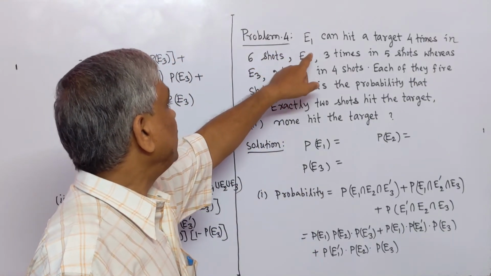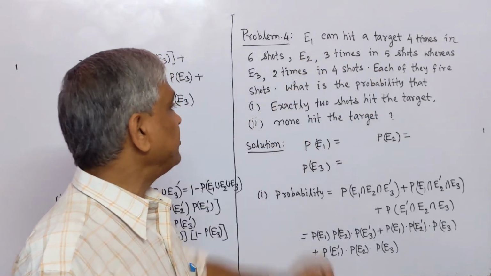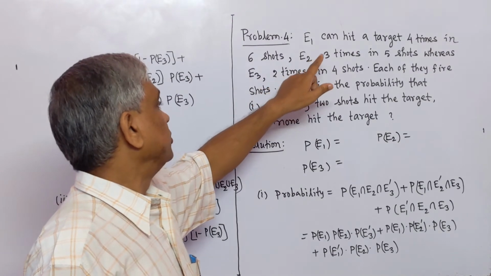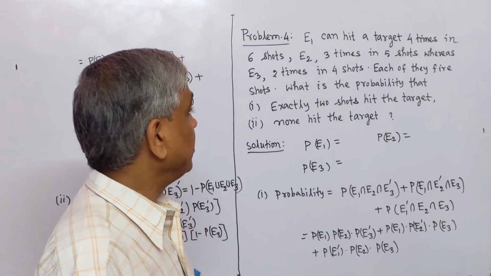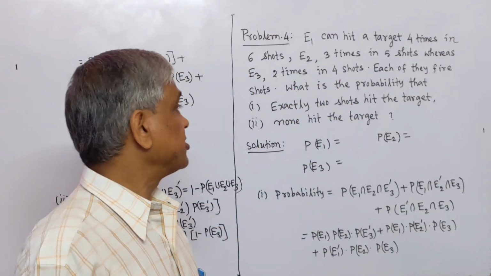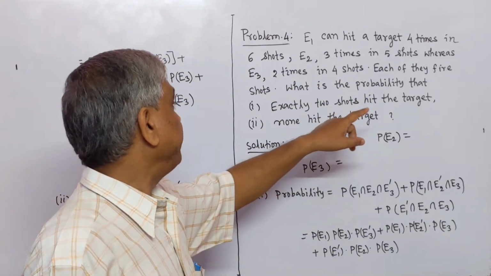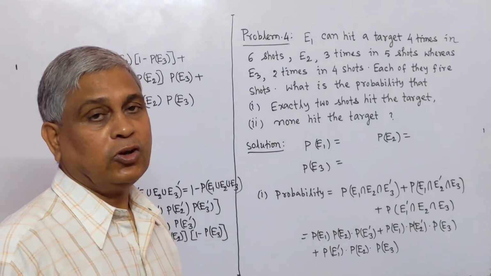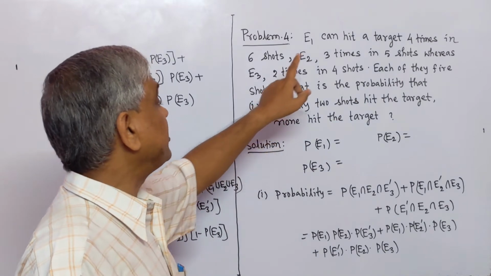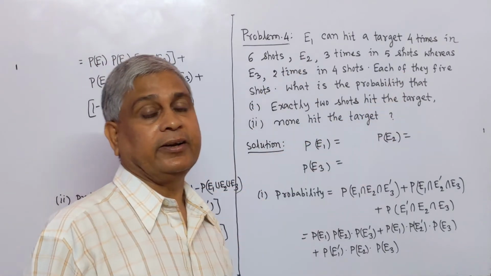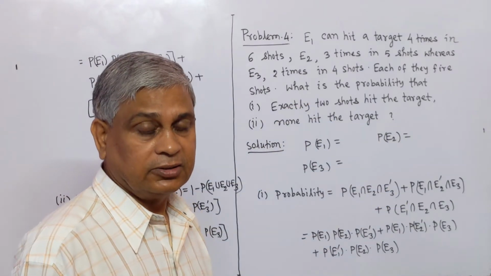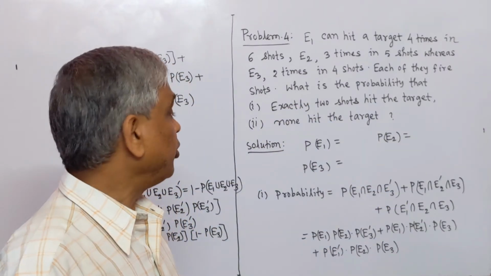The problem is: E1 can hit a target 4 times in 6 shots, E2 3 times in 5 shots, whereas E3 2 times in 4 shots. Each of them fire shots. What is the probability that number 1, exactly 2 shots hit the target? Number 2, none hit the target. Now we solve the problem.